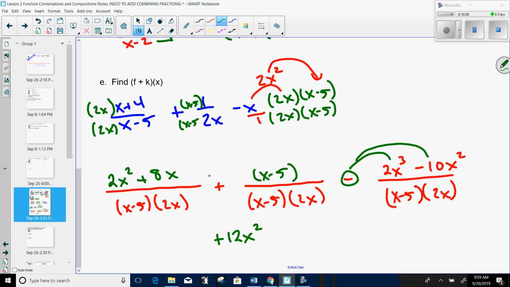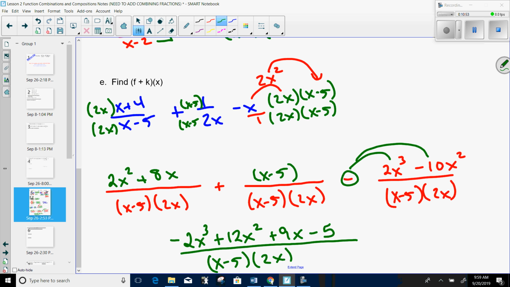We have an 8x, we have an x, and we don't have any x's here, so that's going to be a positive 9x. We have a constant of negative 5, which would go at the bottom because that's the only constant. And then we have that 2x cubed. But remember that 2x cubed is really a negative sign because this negative right here has to impact it, over x minus 5 and 2x. And that would be your new function.